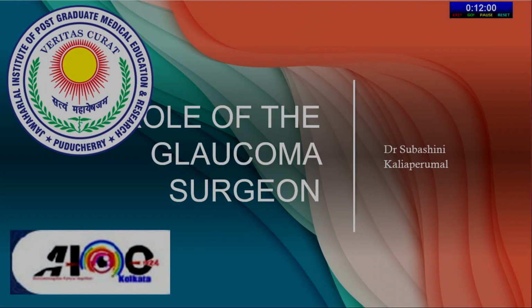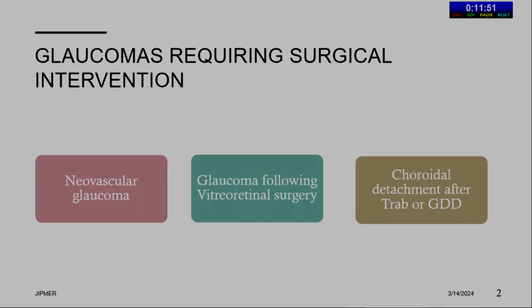Hello again. So far the previous speakers have spoken on the causes and mechanisms of these secondary glaucomas, how to evaluate them systematically, and the non-surgical management. I will be talking about the surgical management. Which are the glaucomas that require surgical intervention? As far as I can see, it's only a small proportion of the glaucomas. Mainly it's neovascular glaucoma, then some of the glaucomas following vitreoretinal surgery, and I'll also touch upon choroidal detachment, which occurs as a complication following any glaucoma surgery for these conditions.